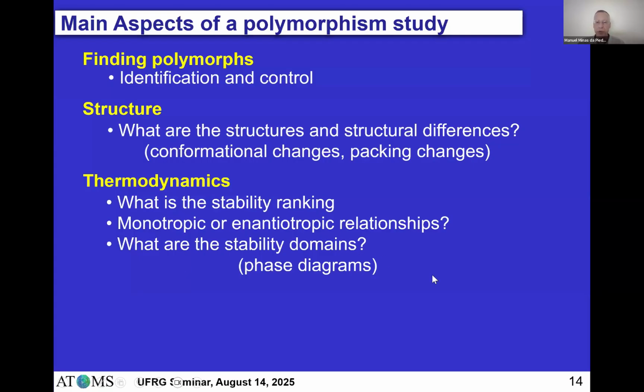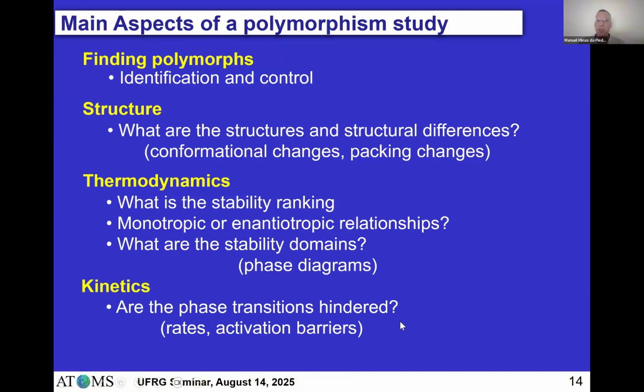If you want to know at which pressure and temperature you need to work to be sure that you are working in a stability domain of a specific polymorph. So that means phase diagrams, okay? And finally, kinetics, which is a not well-studied area. So we know very little about the kinetics of phase transitions, and you would like to know rates, activation barriers, etc. Okay, so this is a lot of information that you need, and you can imagine that we need a huge amount of techniques to work out all these aspects of polymorphism.